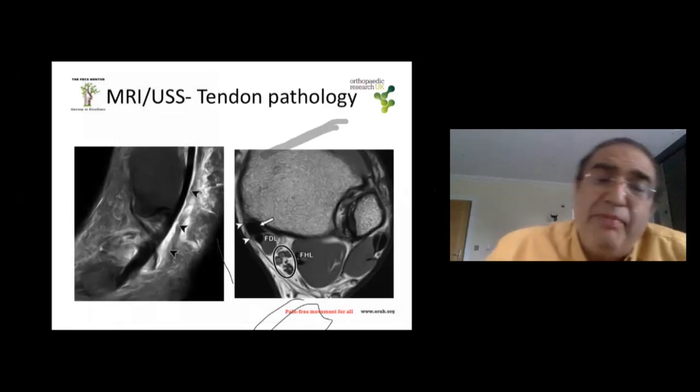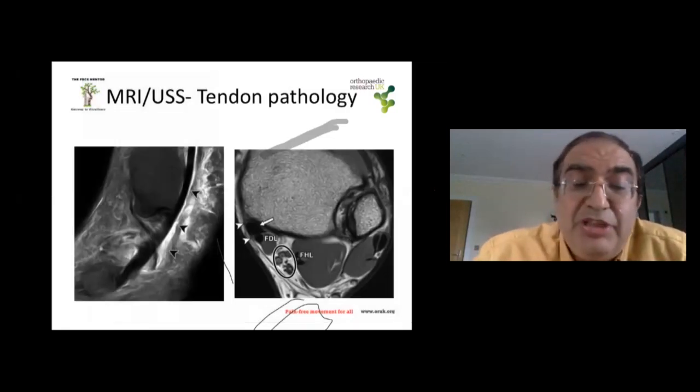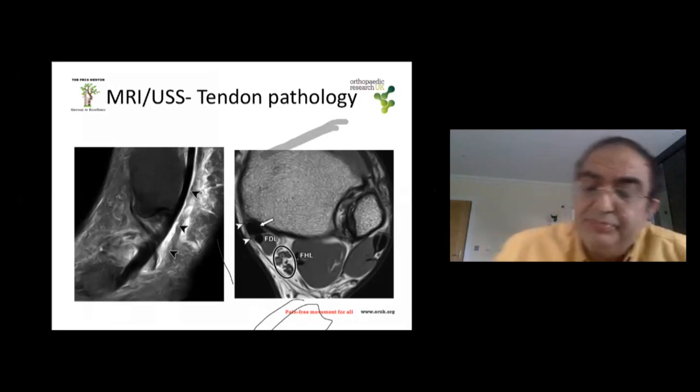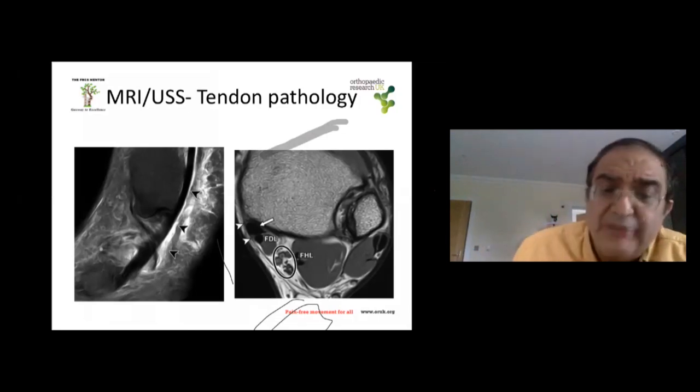And of course, you can do MRI scans where in T2 weighted images, you can see a lot of inflammation or sometimes tib post ruptures, both on T1 and T2 weighted images. You can even do an ultrasound scan.